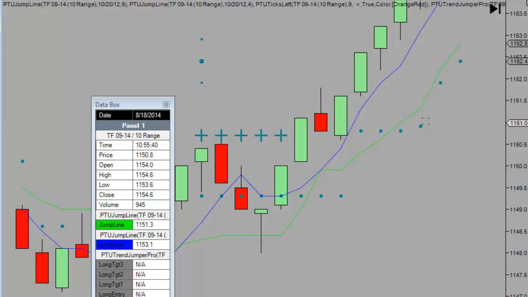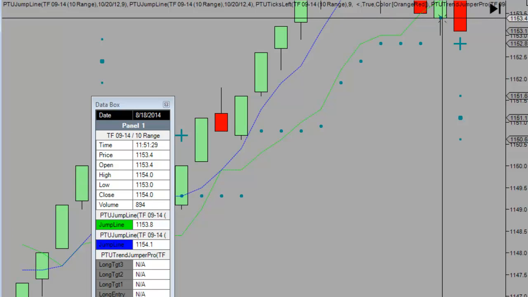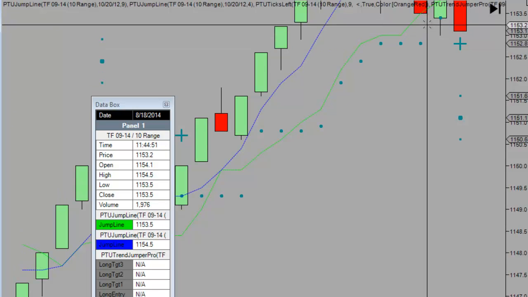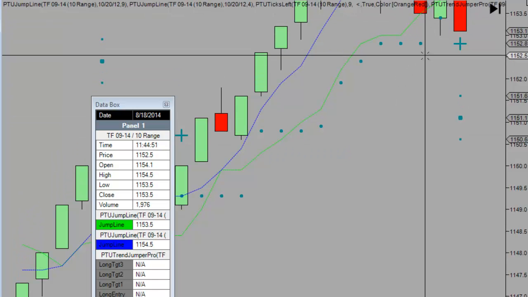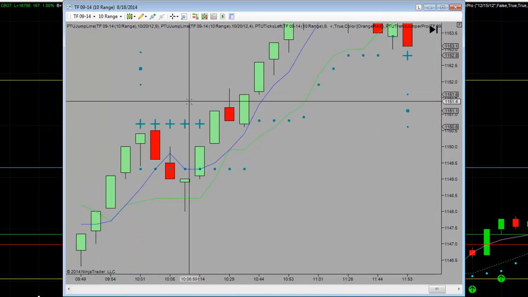Then started trailing the green jump line. So again, boom, boom, boom. And it took us out right up here at 53.4. So this one got almost 3 points on the trailer. Again, that was the Russell. So it was an amazing day.